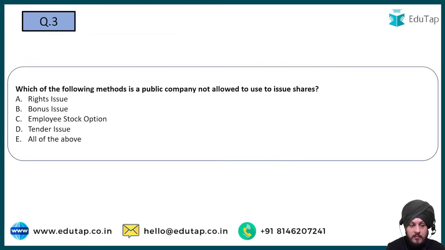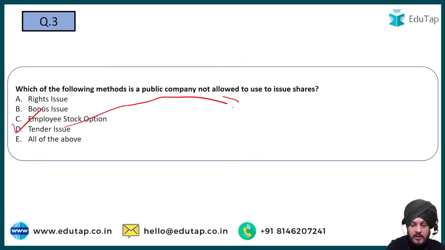Now moving on to question number 3. Which of the following methods is a public company not allowed to use to issue shares? As you can see, the options are: option A, rights issue; option B, bonus issue; option C, employee stock option; option D, tender issue; and option E, all of the above. So the correct answer to this question is going to be tender issue.